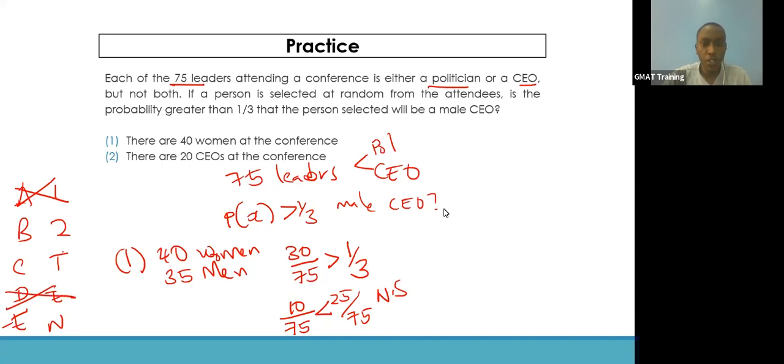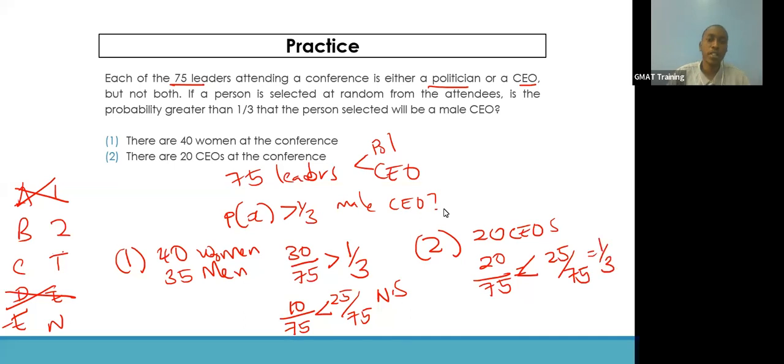Okay, on to the next statement. We have statement 2. There are 20 CEOs at the conference. We have now 20 CEOs. And let's look at the proportion of the CEOs. 20 out of 75 will be a value less than 25 out of 75, which is a third. So of all the CEOs that you have, being male or women, they're less than a third.